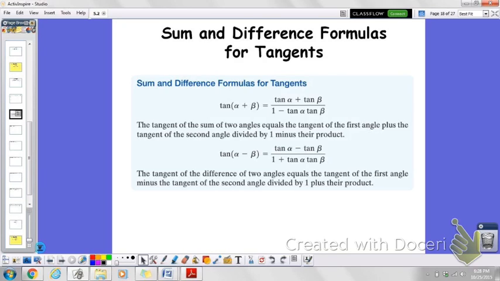Notice that the sum has a plus in the numerator and a minus in the denominator. If you look at the minus formula, alpha minus beta, we have a minus in the numerator and a plus in the denominator. These formulas are both on your blue sheet, so you will have them. Just make sure that with the plus, you have the plus in the numerator, minus in the denominator, and with the minus, you have minus in the numerator, plus in the denominator.